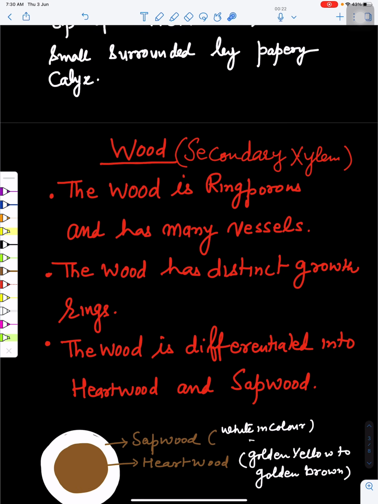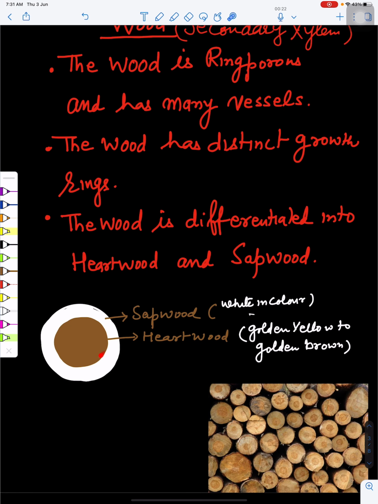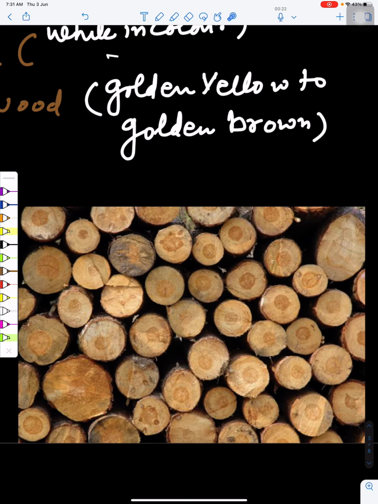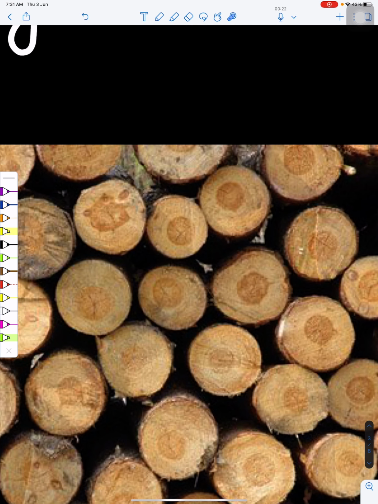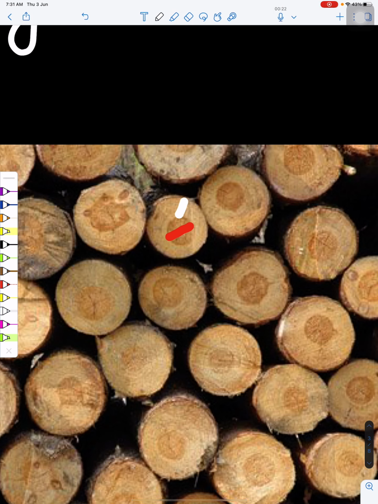Now, its wood is differentiated into heartwood and sapwood, like earlier we have seen. Now, this part in the center is called heartwood, and this part is called sapwood. Now, sapwood is whitish creamish in color and heartwood is golden yellow to golden brown. Now we can see here, this part is heartwood and this part is sapwood. So heartwood is in the center. This is dark in color and sapwood is also functional and this is light in color.